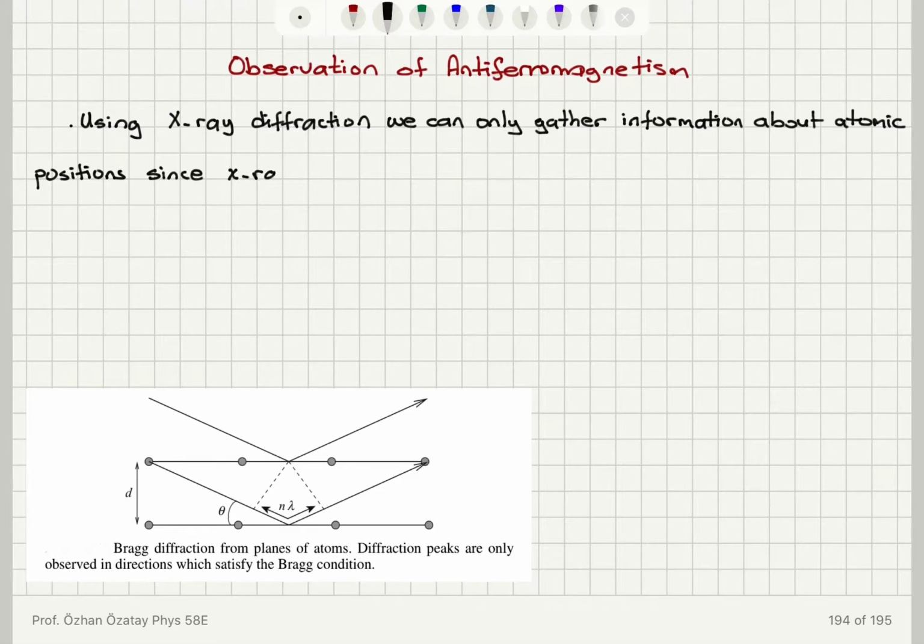X-rays interact with electron clouds around atoms.